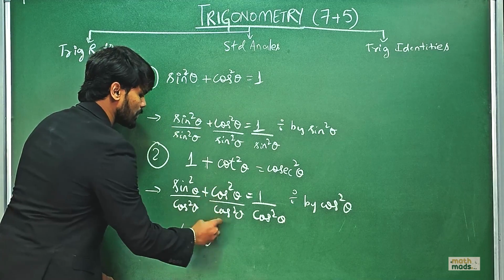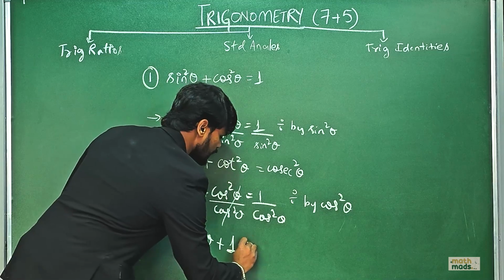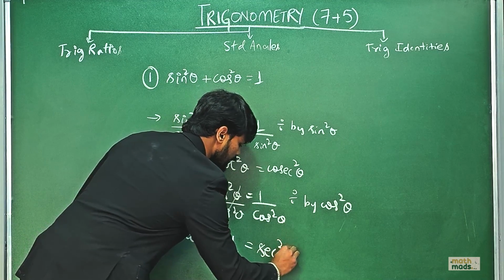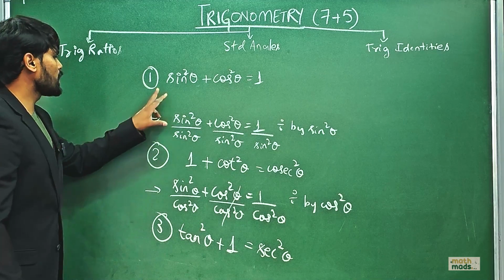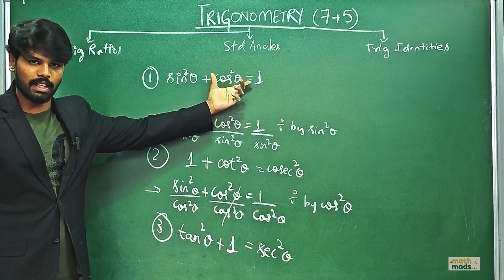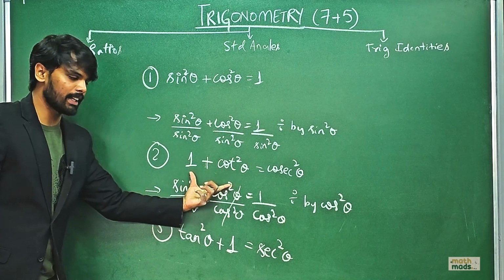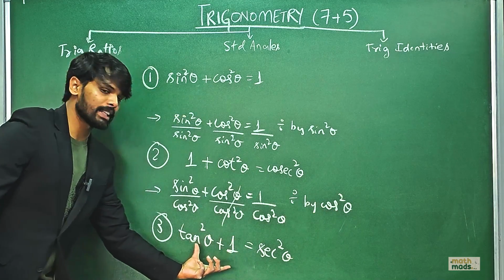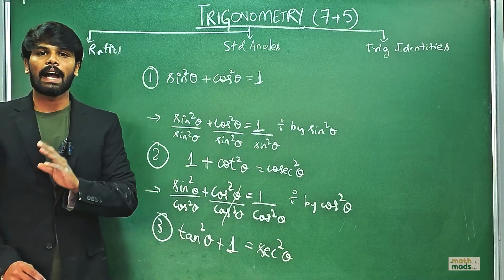Cos square theta by cos square theta. If you cancel, you will be getting 1. 1 by cos square theta is nothing but secant square theta. This is your third identity. So first identity: sin square theta plus cos square theta is equal to 1. Write the same thing, divide by sin square theta, you will be getting the second identity. Again write the first identity, divide by cos square theta, you will be getting the third identity. This is how you remember the trigonometric identities.